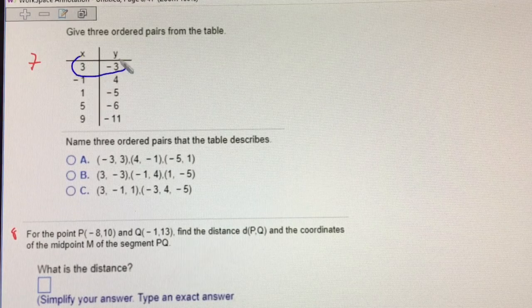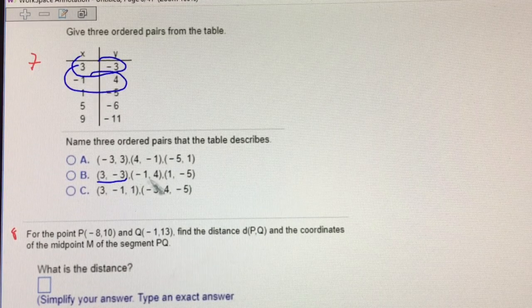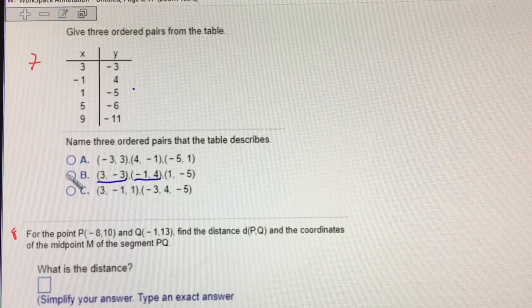Name 3 ordered pairs, so I have a 3, negative 3. I have a negative 1, 4, and I have a 1, negative 5. They all line up, so that would be choice B.